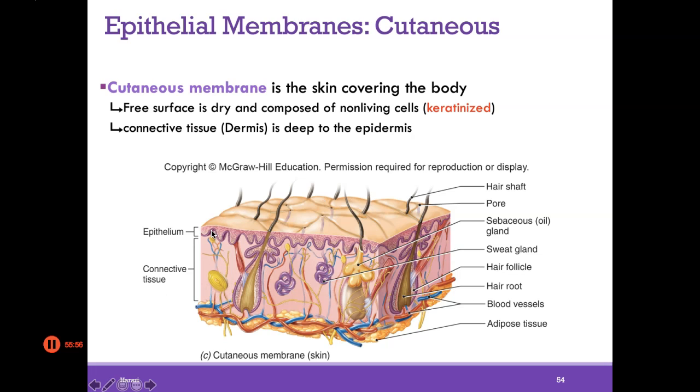So the cutaneous membrane, again, all membranes are epithelial plus connective tissue. So in the case of a cutaneous membrane, we have stratified squamous keratinized epithelium above connective tissue. Right? Specifically, this connective tissue is dermis. And if you remember, the dermis, right, is dense with proteins. It's not loose areolar connective tissue. It's very dense.